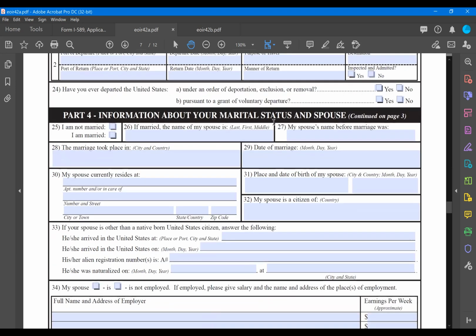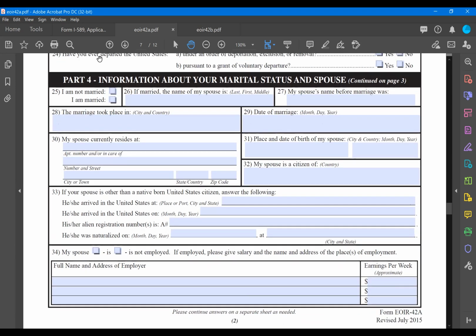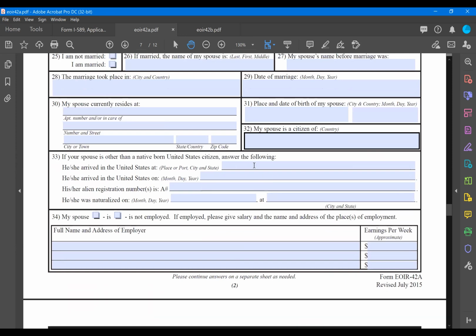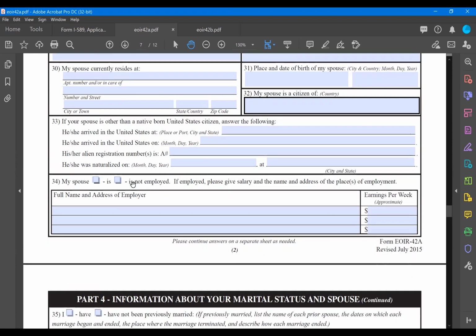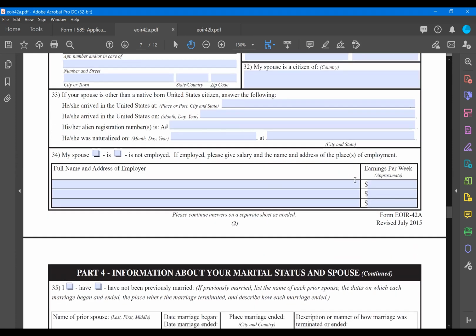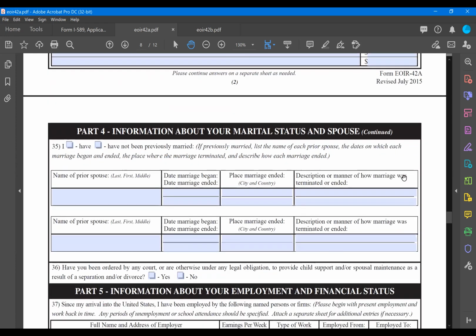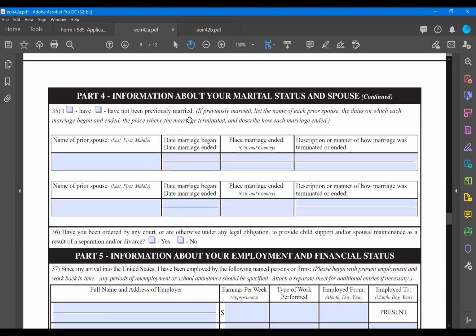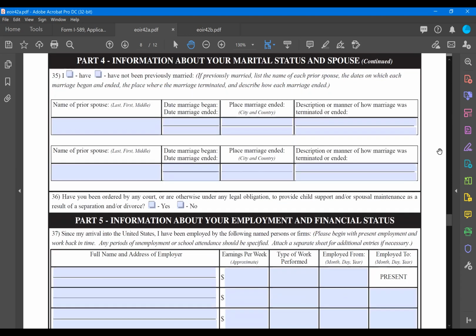All right, part 4, information about marital status and spouse. A lot of this is straightforward. Are they married or not? If so, information about the spouse, when and where they were married, whether the spouse is a citizen. If they're not a US citizen, they have to include this information, and then whether or not the spouse is currently employed. This is pretty straightforward. I don't think I need to go over it. This asks about any previous marriages. So mark whether they have or have not been married and list out the information.